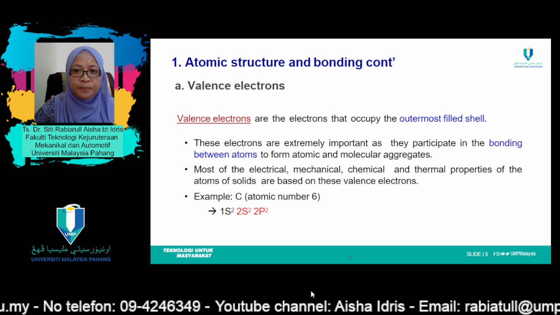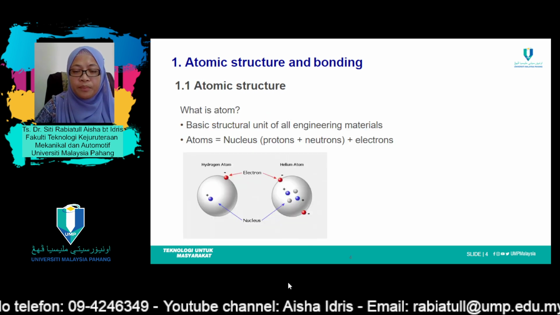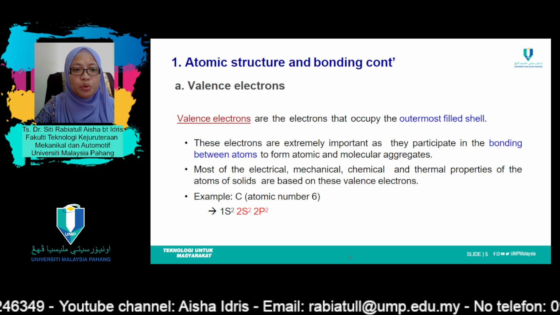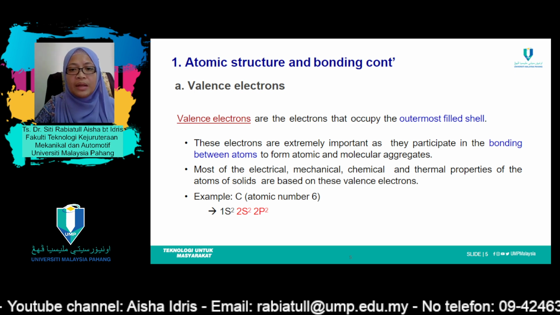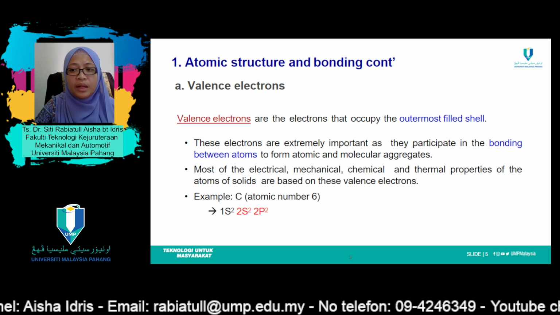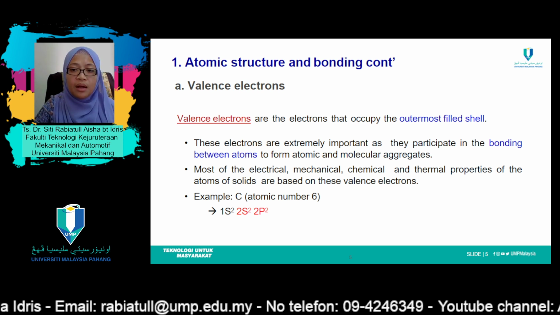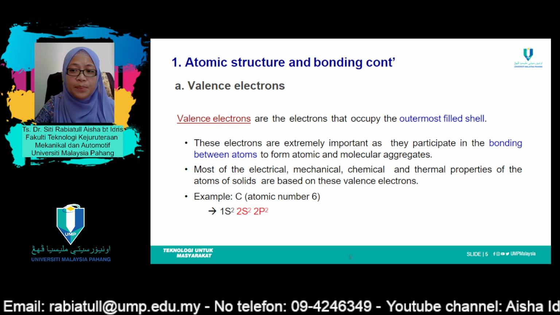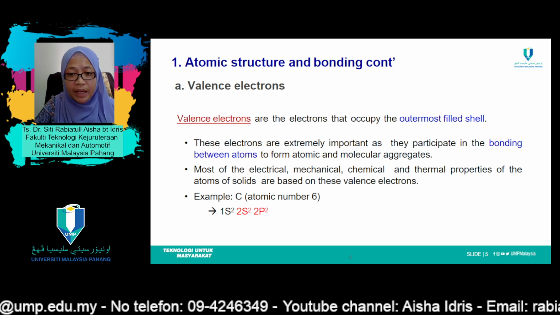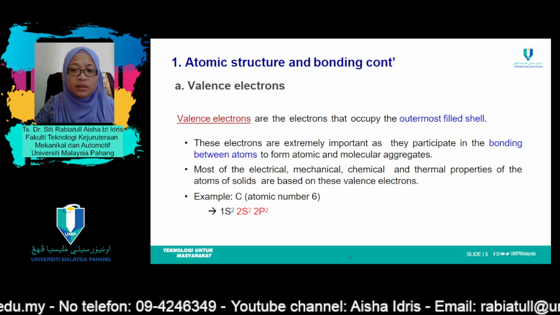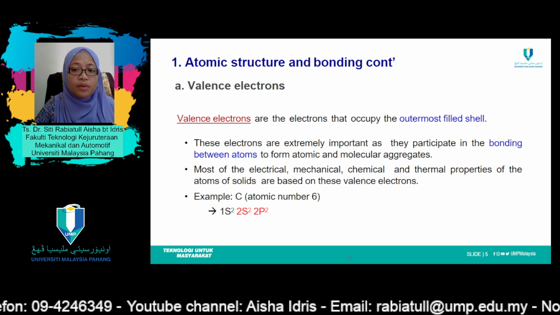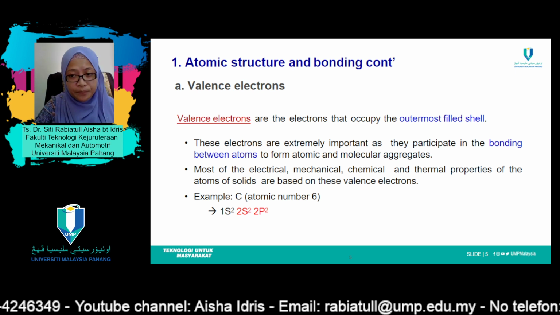And then in atomic structures, there's electrovalence that you need to know. Electrovalence, or valence electrons, are the electrons that occupy the outermost shell. These electrons are extremely important as they participate in the bonding between atoms to form atomic and molecular aggregates. Most of the electrical, chemical, mechanical and thermal properties of the atoms of a solid are based on these valence electrons.